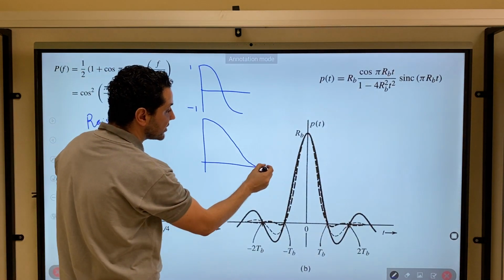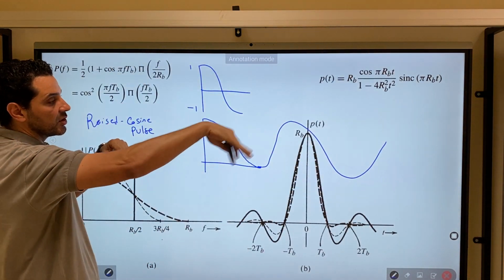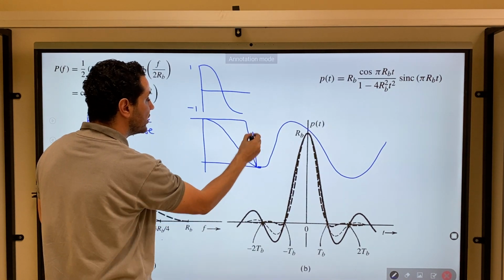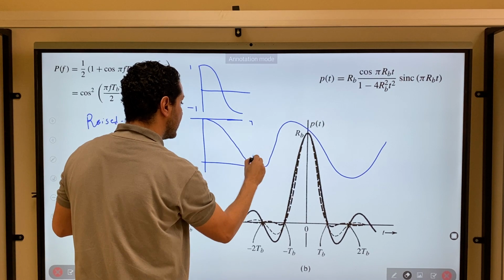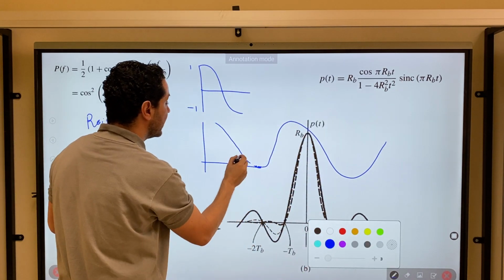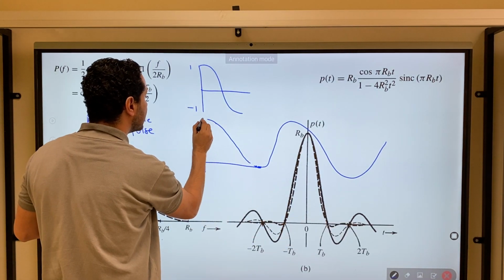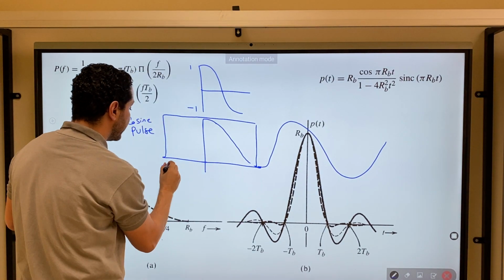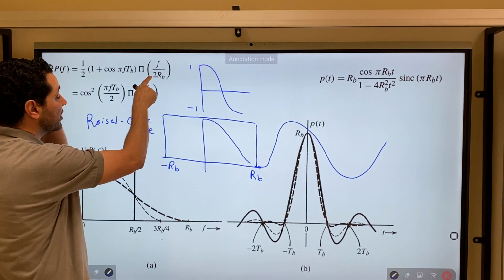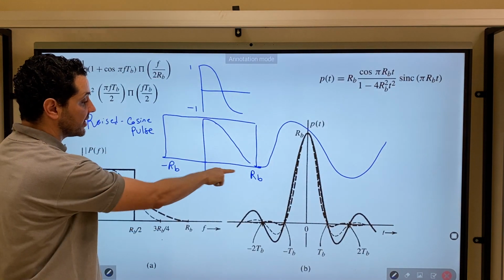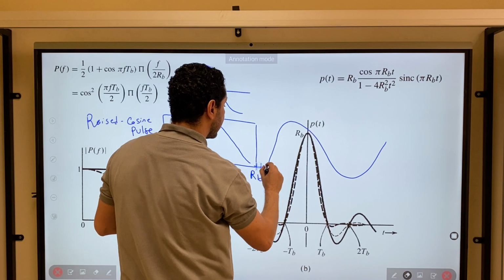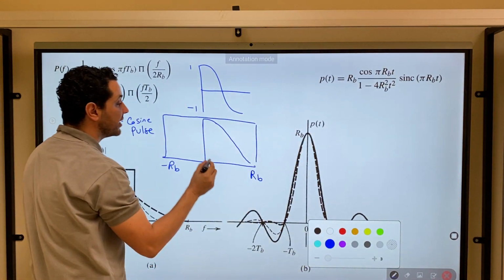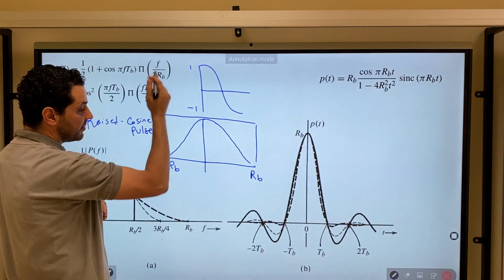If you don't multiply by rect, the cosine is going to continue, right? The 1 plus cosine is going to continue from minus infinity to infinity. But when you multiply by rect, the rect is going to limit the cosine from here to here, from minus rb to rb. And as you notice, the rect has a width of 2 rb, from minus rb to rb. And then it will remove any other part of the signal, and thence the raised cosine in the frequency domain looks like a cosine shifted up by 1.